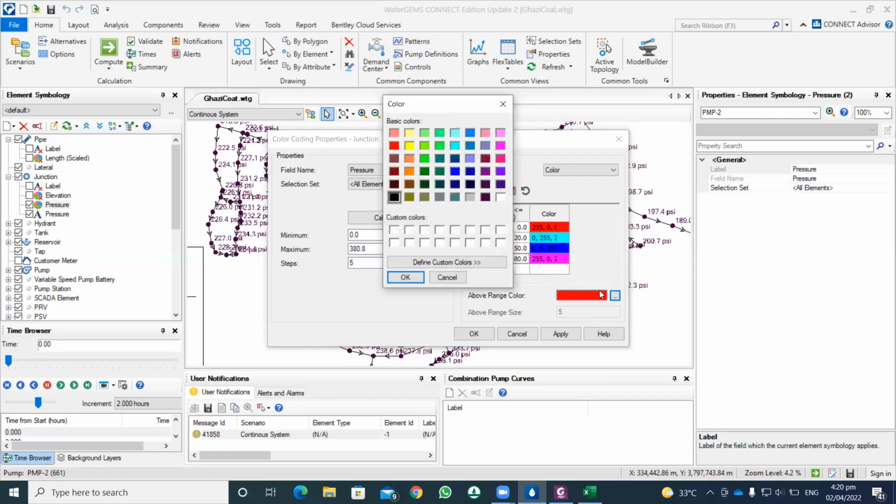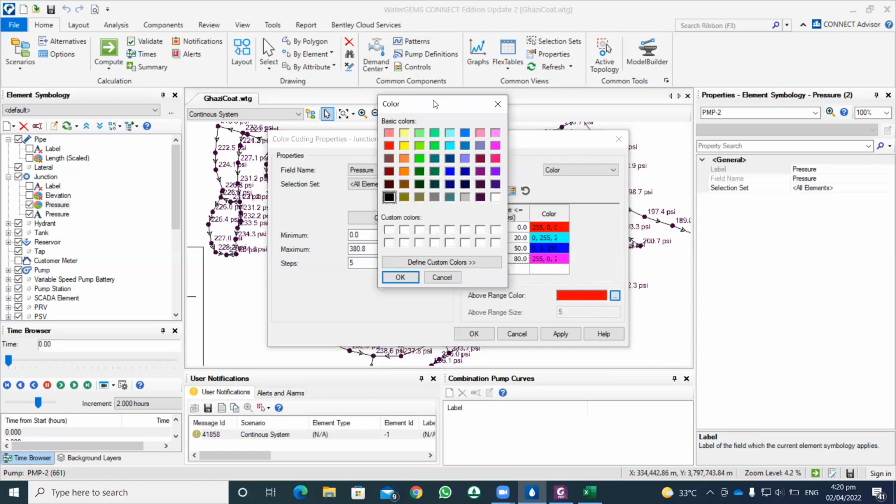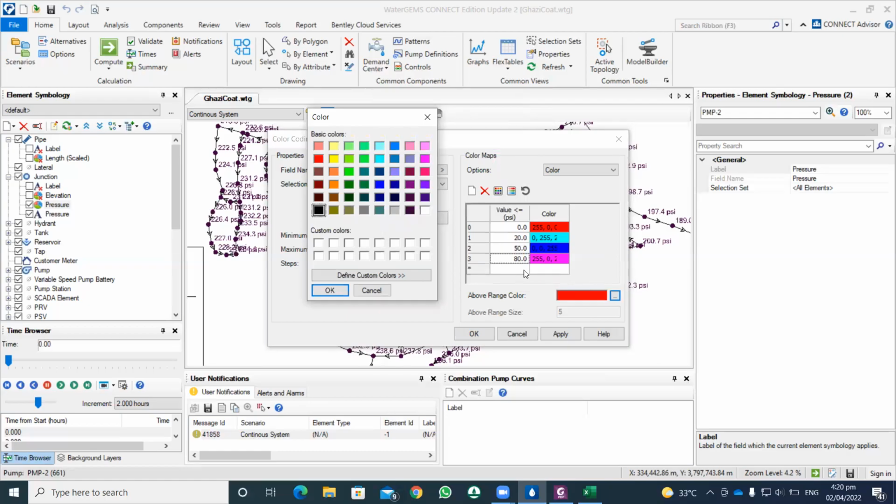So we should design a water supply network so that the pressure at each junction is between 20 psi and 80 psi, not less than 20 psi or greater than 80 psi. If the pressure increases greater than 80 psi, the pipes will burst, and if the pressure is less than 20 psi, it will provide low head for the customers connected to that junction. So this should be remembered now to design the water supply network.